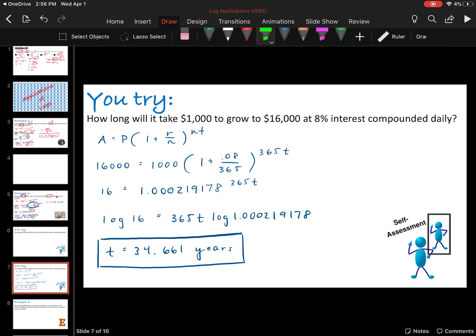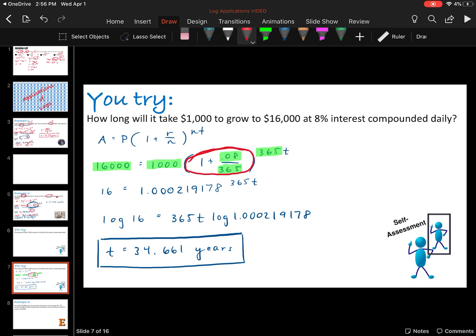So I'm starting with $1,000. I'm growing to $16,000. I have an 8% interest rate. And it says compounding daily, so your n is 365. I plug in n right here. I'm trying to find t. So start plugging some stuff in your calculator. Divide by 1,000. You can put this whole quantity into your calculator and get an answer for that.